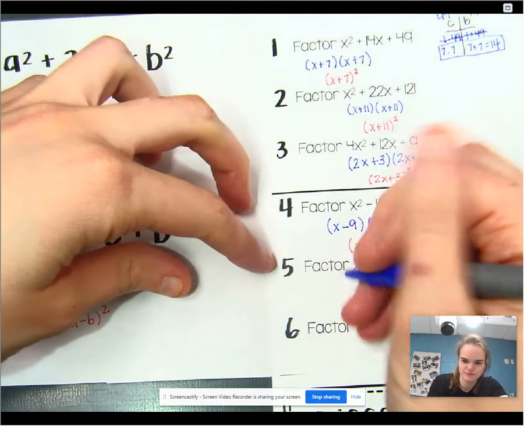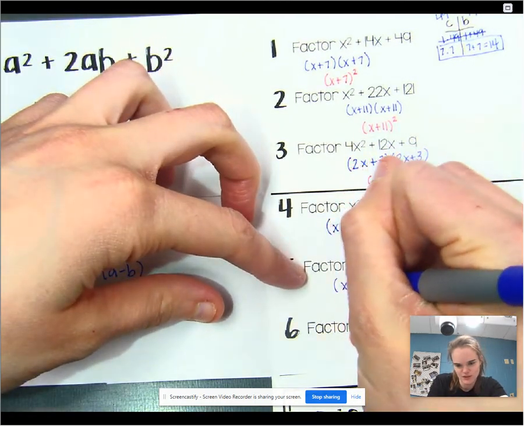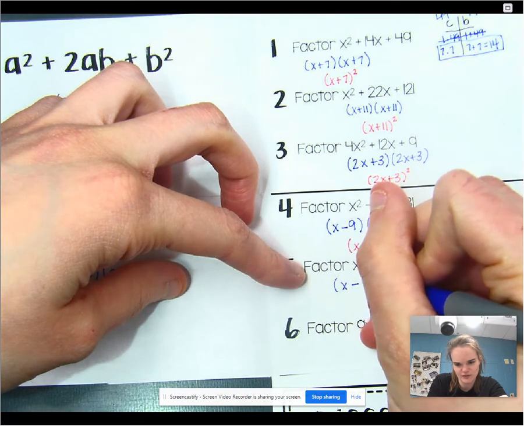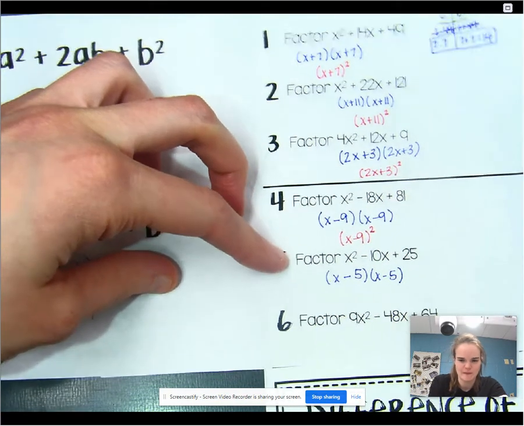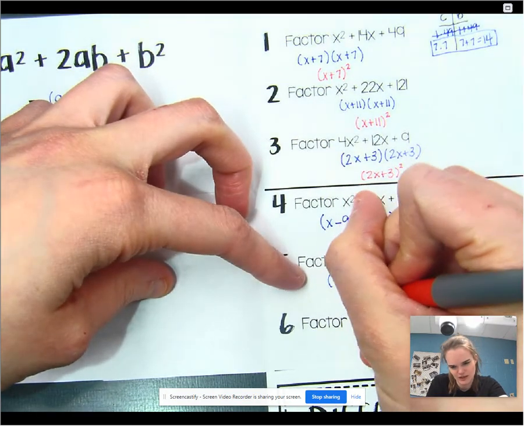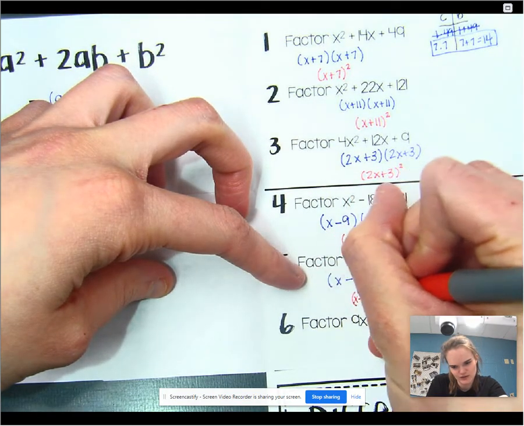Number 5, x minus square root of 25 is 5, then double it. Or x minus 5 squared.